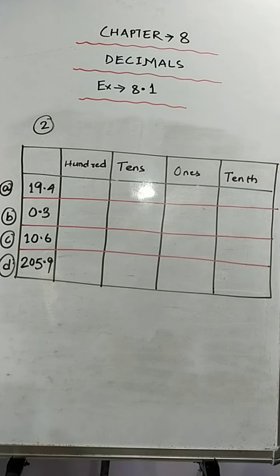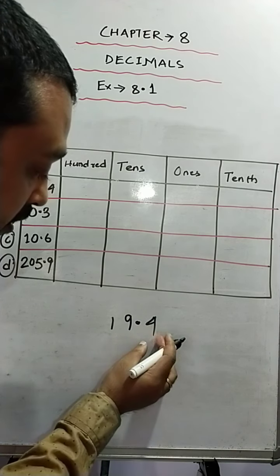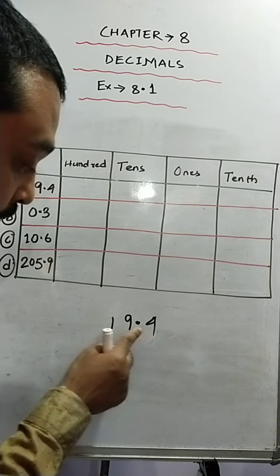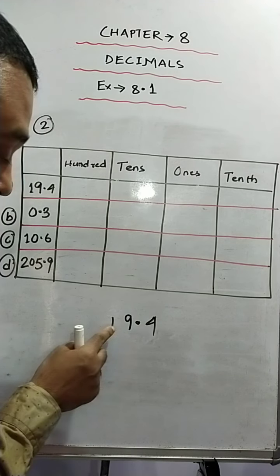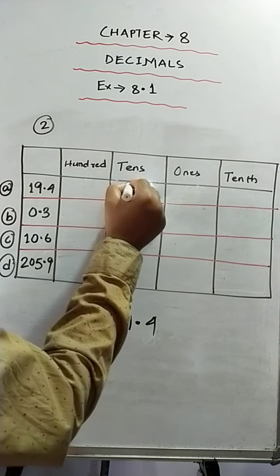So for question number 2 also we have to make this table, okay? Because when you have to show the place values, you have to always make a table. Fine. So now the first number is 19.4. So as you all know, if I write 19.4 like this, what does the first digit on the right hand side of the decimal represent? It is tenth. On the left hand side, the first digit represents what? Ones, and the second digit will represent what? Tens. So how many tens are there? 1, so you will write 1 here.